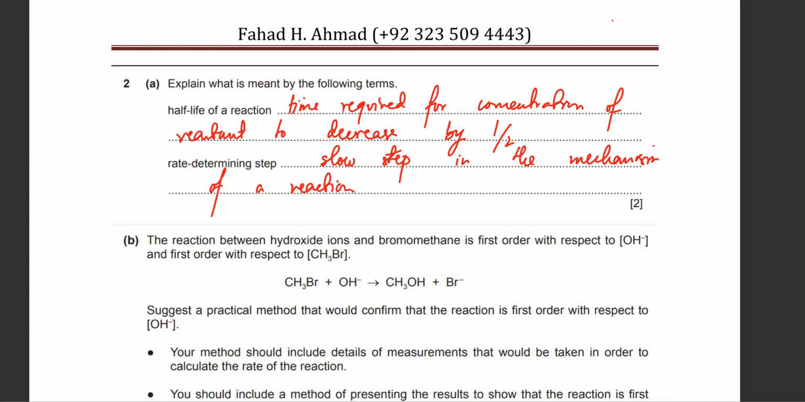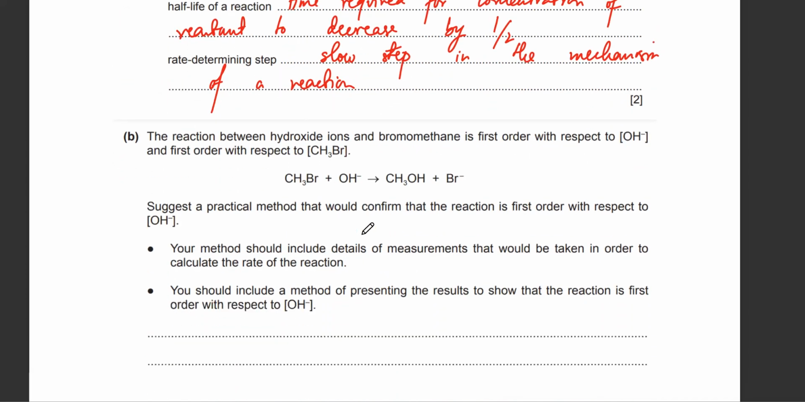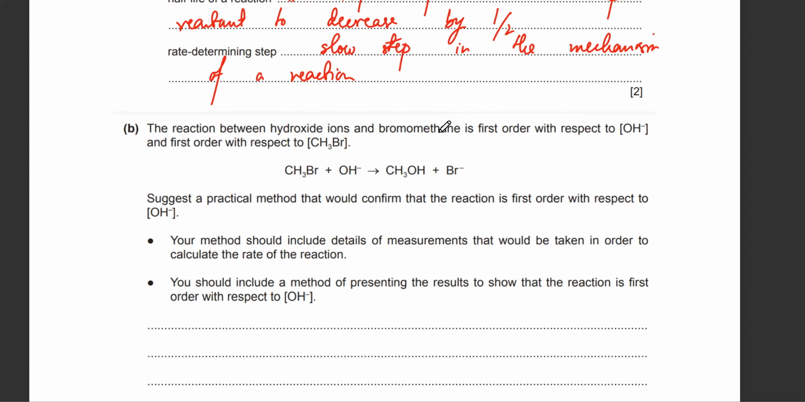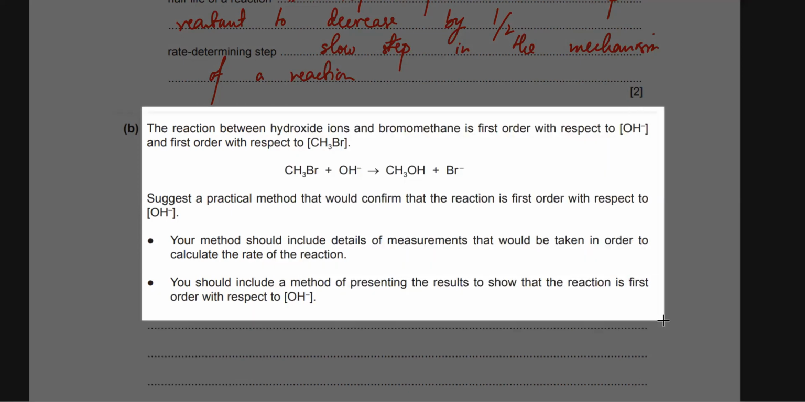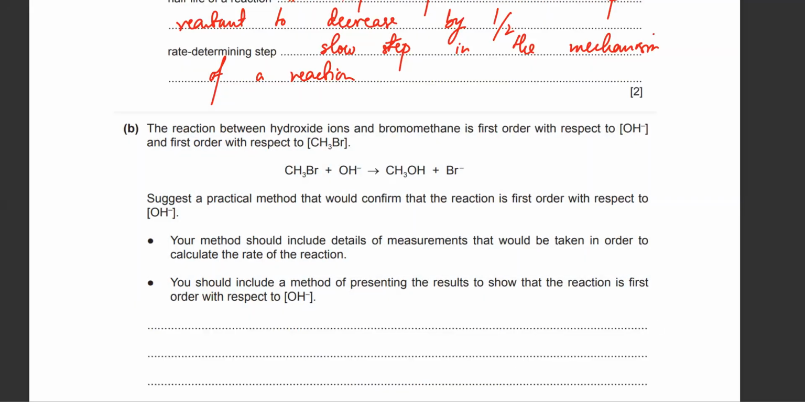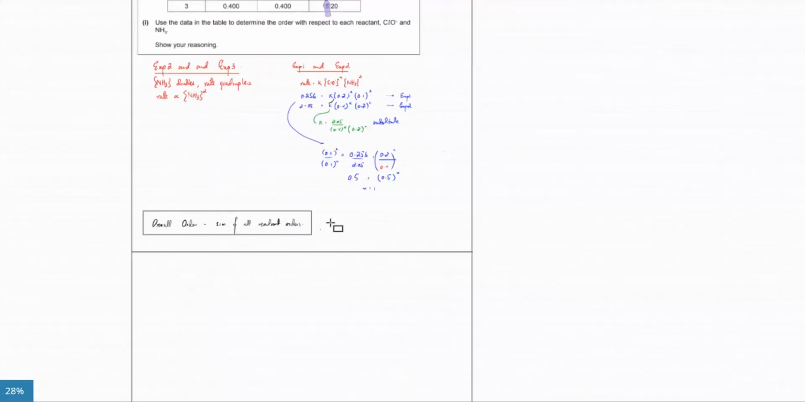Now, this part over here, which we're going to do, is the reaction between hydroxide ions and bromoethane, which is first order with respect to OH ions and first order with respect to CH3Br. It's just a practical method that would confirm that the reaction is first order with respect to OH ions. Your method should include... this one is more related to paper 5, where you have to design experiments. So we're going to do this on the board over here.